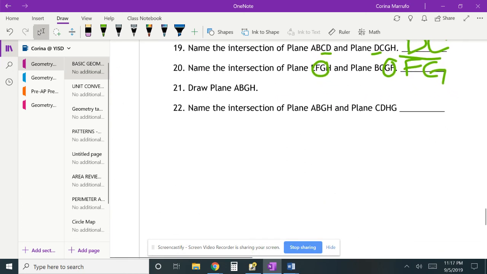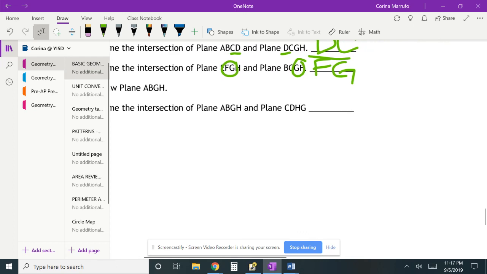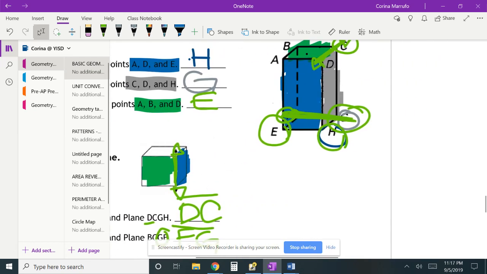The next one says draw plane ABGH. So if we drew a plane from AB to GH, I know it's kind of messy. Let me go ahead and delete that. Let me use this one from A to B to G to H. So that would be the plane.